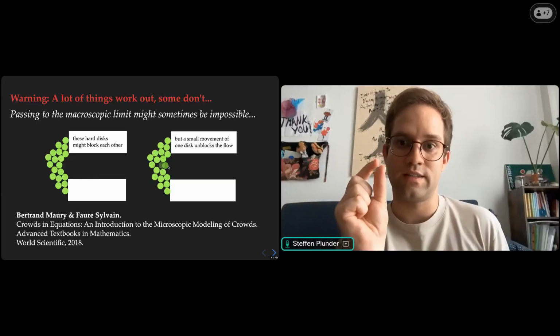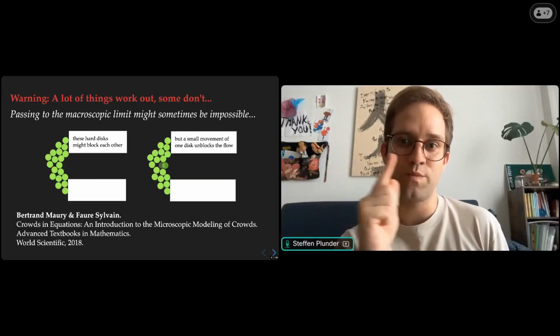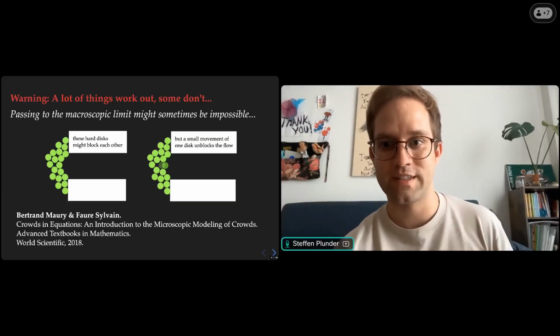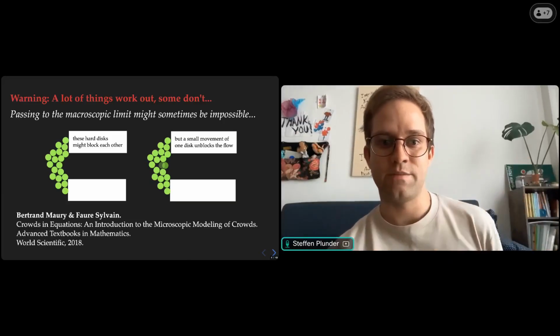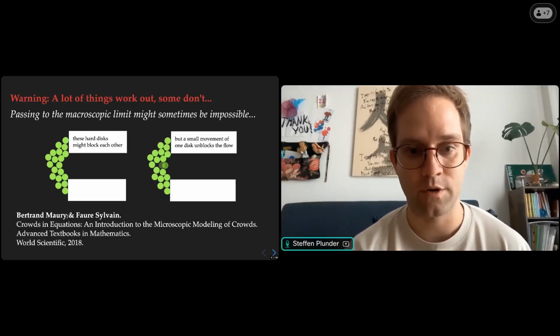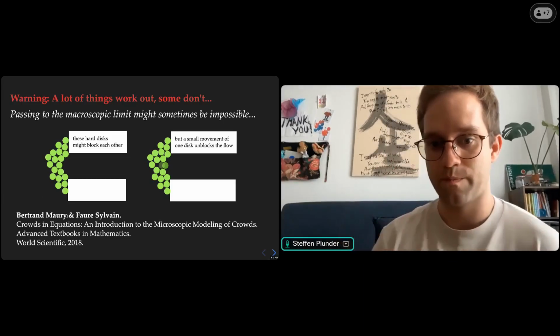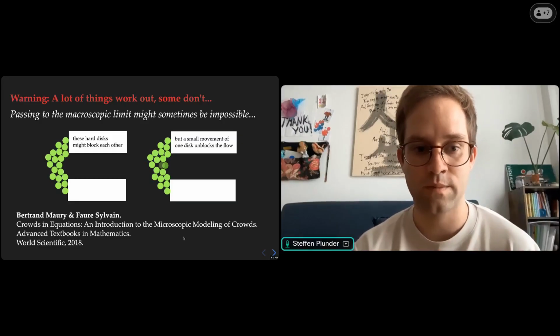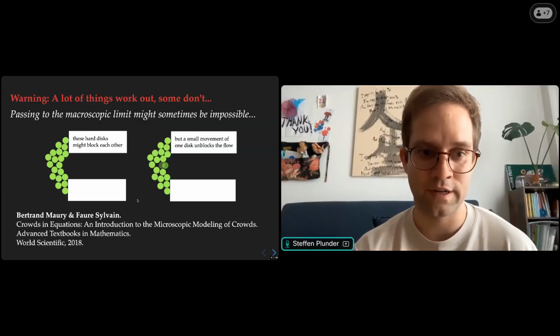So that shows that just a change on a set of measure zero, almost always, could completely change the behavior. And there's recent work by Bertrand Moret about this kind of issue. I'm not going to talk about this today, but just as a warning, non-smooth dynamics can be very difficult.